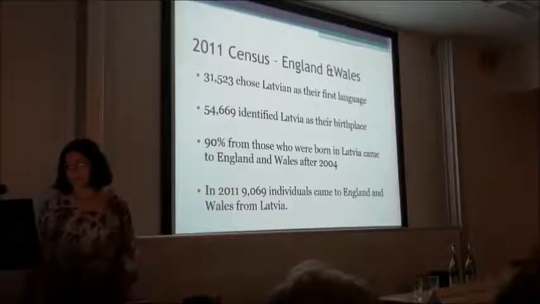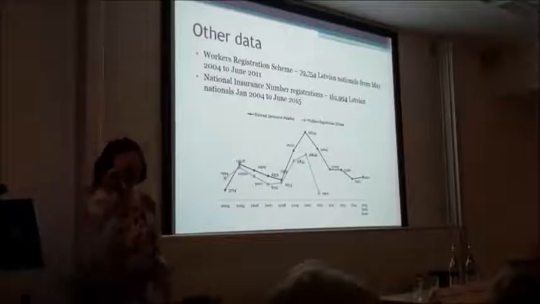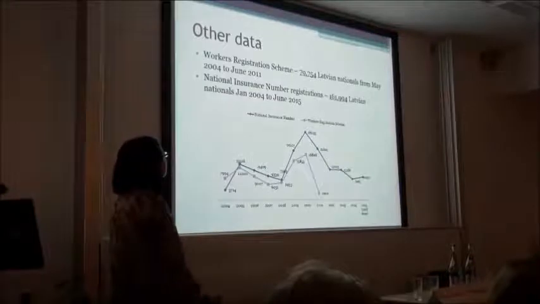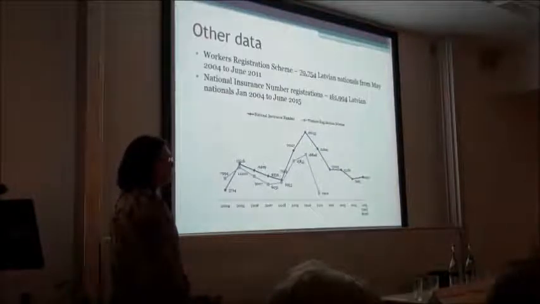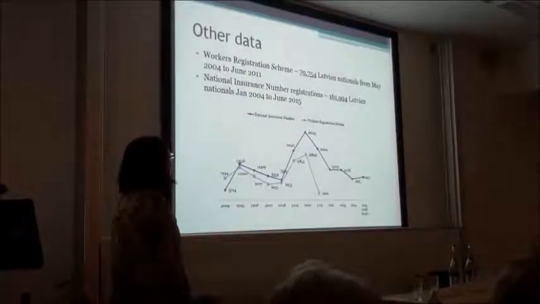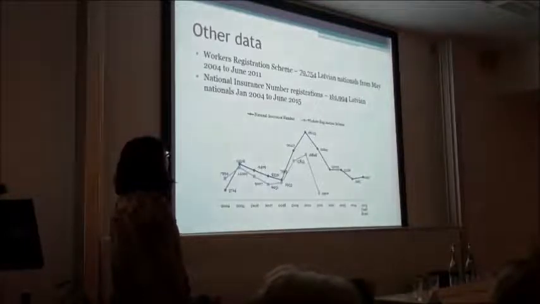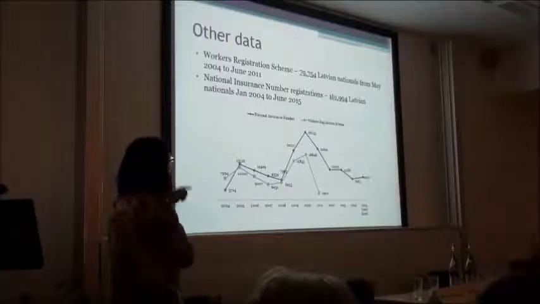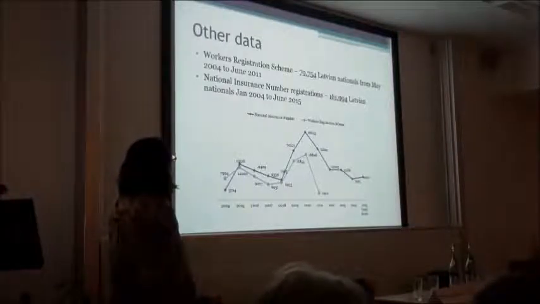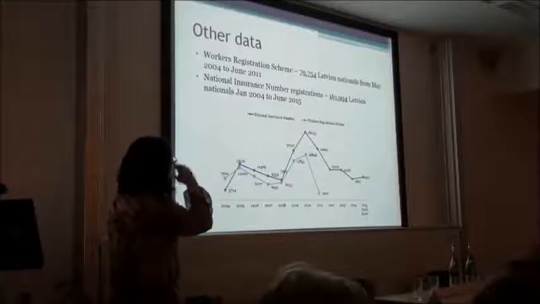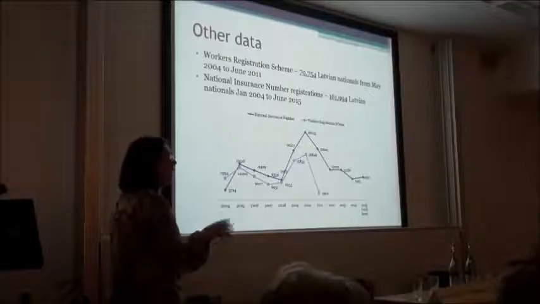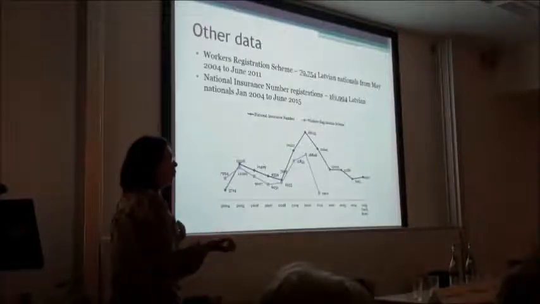So that census, as I said, it's relatively old. What other data is out there? There used to be a workers' registration scheme, specifically for the countries who joined in 2004. It worked only until June 2011. In that time period, you can see overall slightly less than 80,000 Latvian nationals registered with the scheme. Again, some of them stayed, some of them went back, some of them go back and forth.